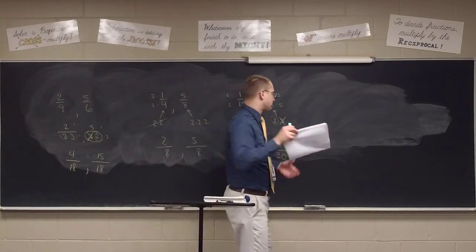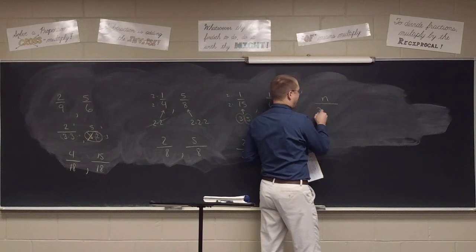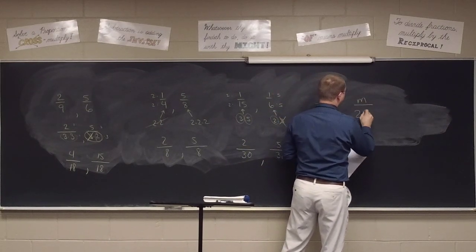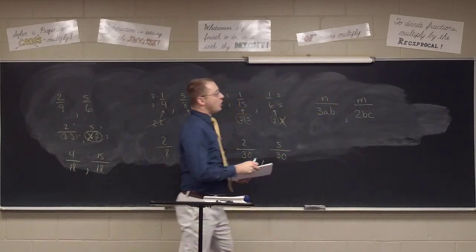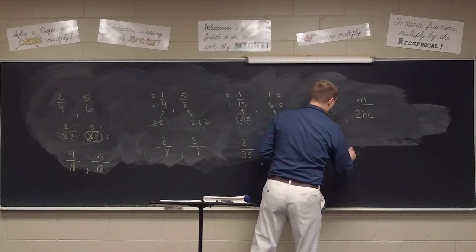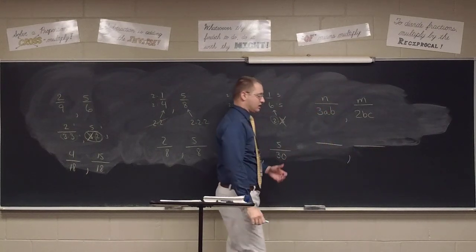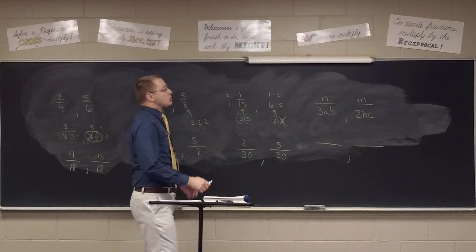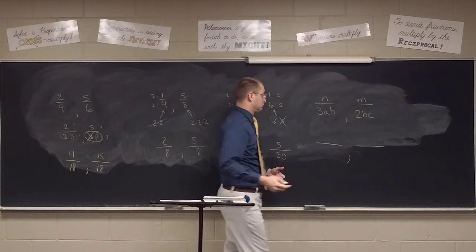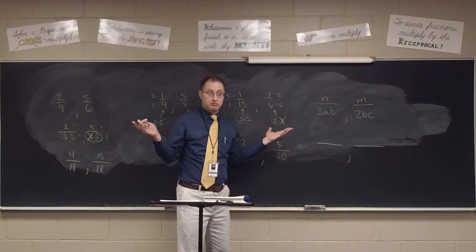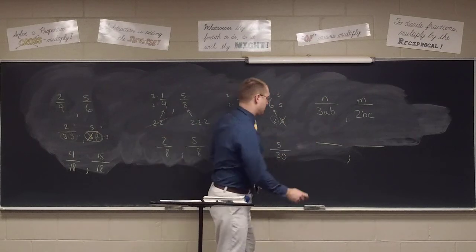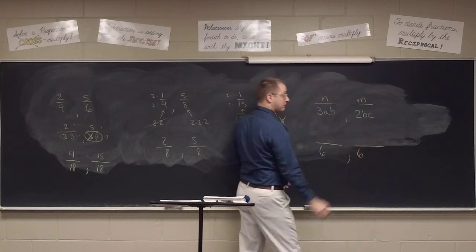Write this down. If you had a fraction n over 3ab, and you had a fraction of m over 2bc, when it's time to come up with our common denominator, all the winners need to be represented. We start with the numbers. I have a 3, I have a 2. They're both winners by forfeit. What is 3 times 2? 6.